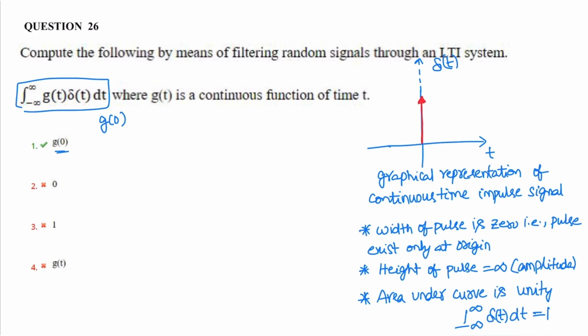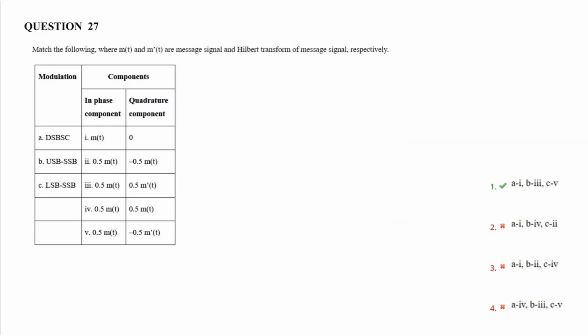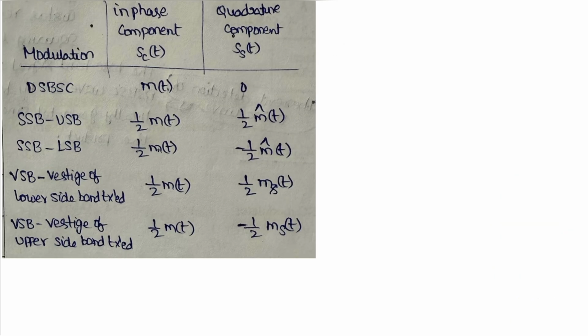Sampling property of impulse, so its value is g of 0. Next question. Consider the following statements about m of t and m cap of t, where m of t is a message signal and m cap of t is the Hilbert transform of the message signal. Next, from this image, modulation and in-phase and quadrature phase components are given.